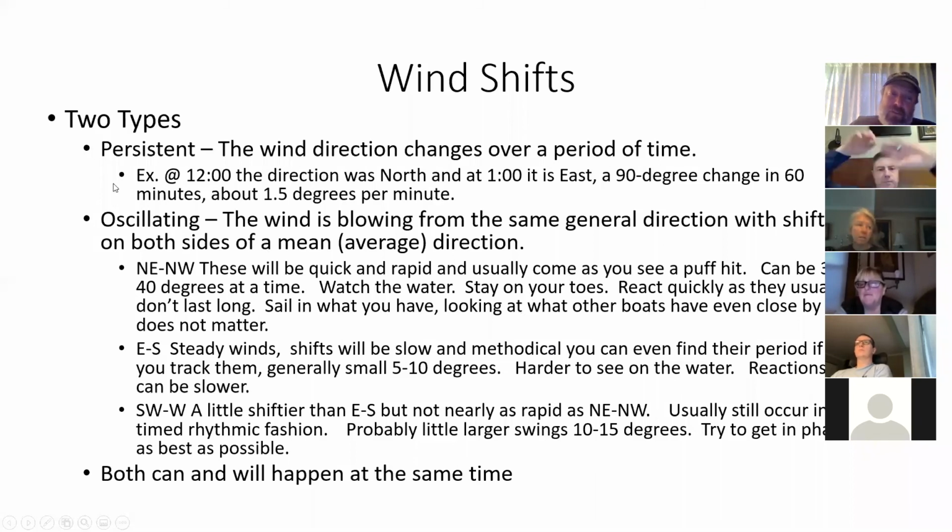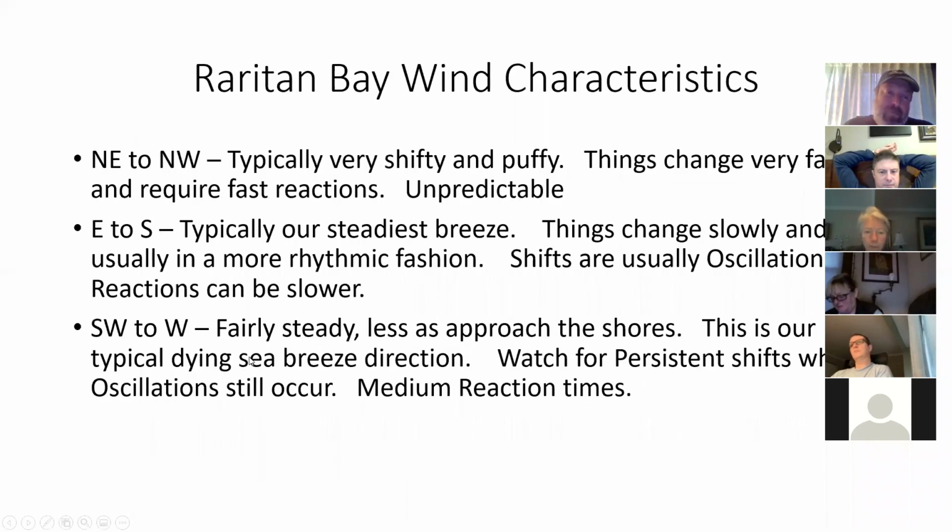Now, also, we used to talk about persistent shifts and oscillating shifts. They both happen at the same time. So even as a wind might be generally having a persistent shift to the right, it'll still be cyclical and oscillate as it does that. And trying to find and time that, we're going to go through a little bit. We'll show you how to do that as we go. Basically, that's what we're trying to figure out with our wind shifts and what's going to happen there in the two different types. So this is a repeat of what I talked about with the breezes.